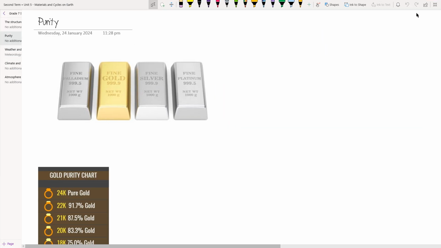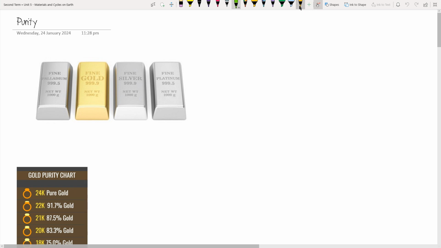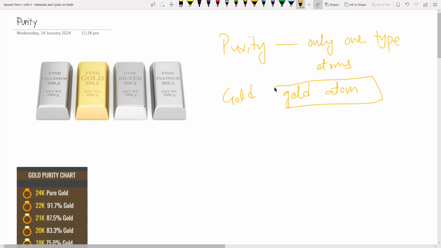Now, when we talk about purity, since we're talking about atoms, we need to know what purity means. Purity means only one type of atom. An example would be gold. Gold will only have gold atoms. It would not have hydrogen atoms in it. If it has any other atoms, you do know that there are several categories of gold available.